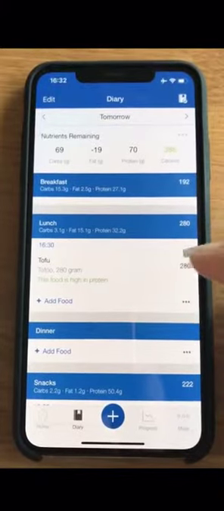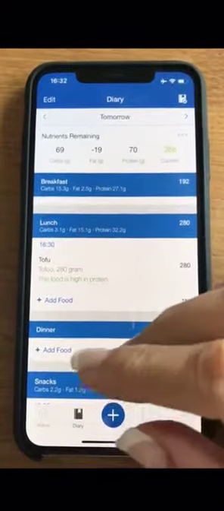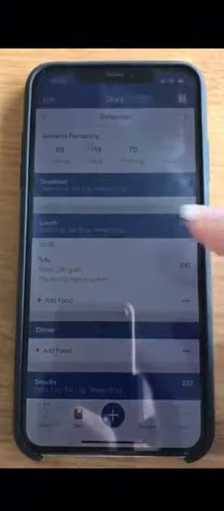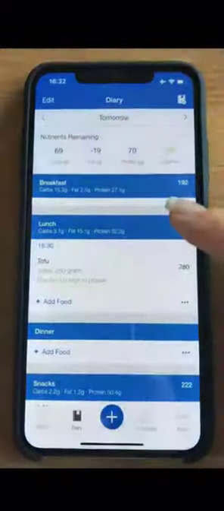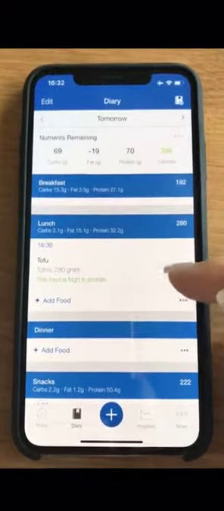So the only thing I need to track here for my lunch is the tofu. I don't need to put in the green vegetables. I don't need to put in the water, or the tamari or cilantro or anything like that. So this is my lunch tomorrow.